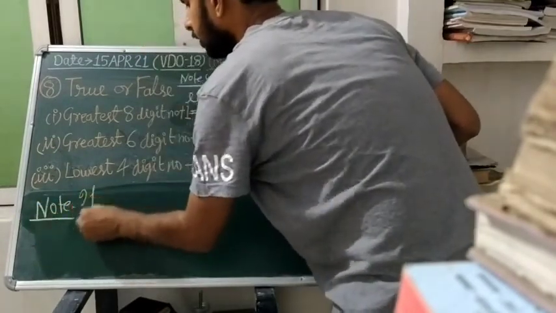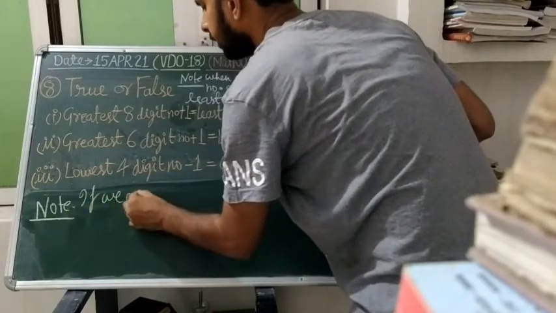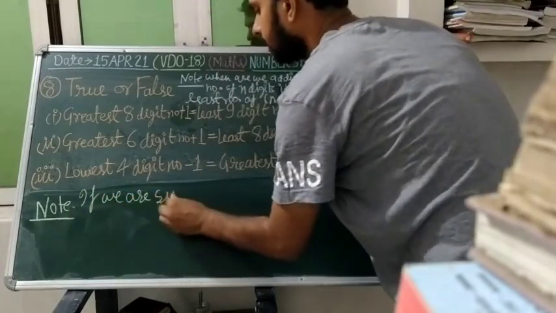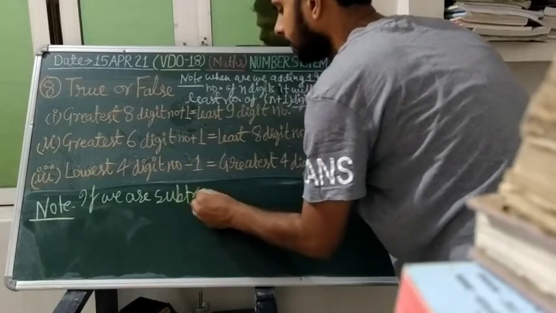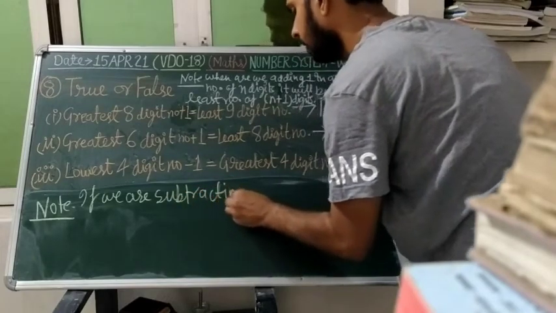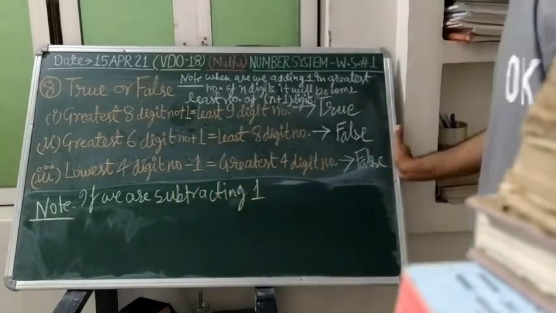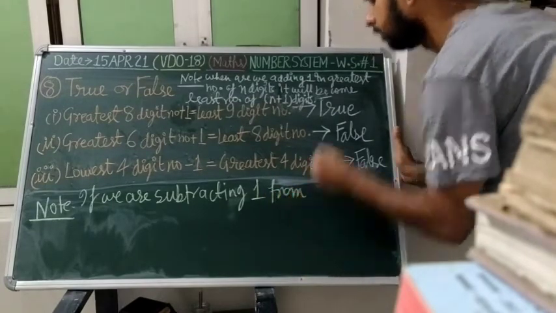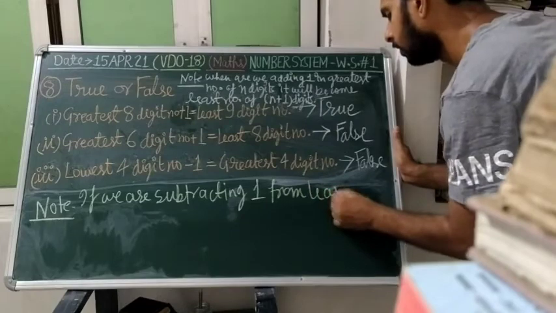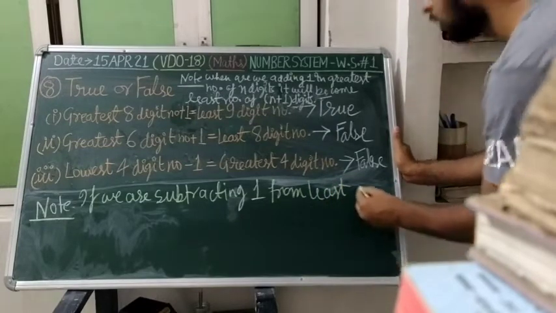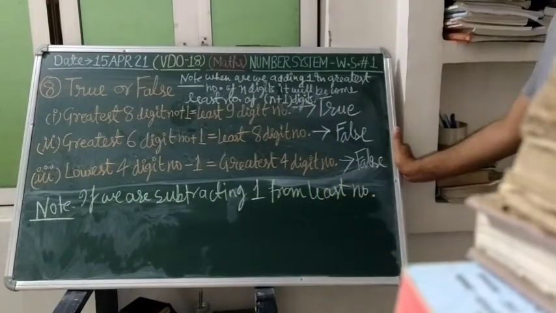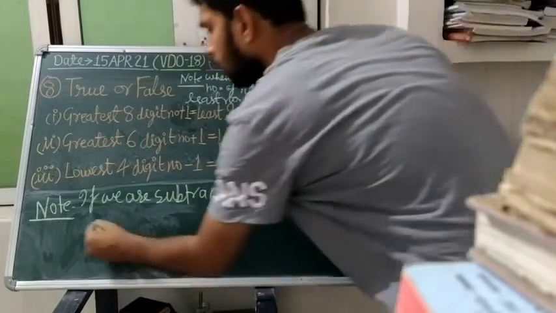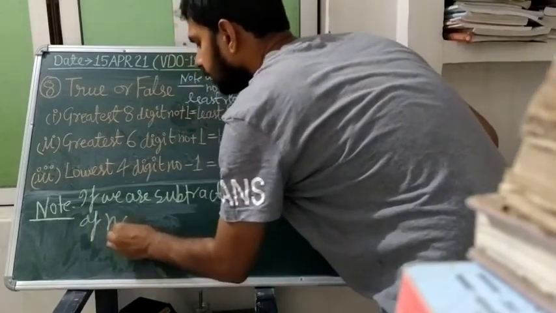If we are subtracting 1, what are we subtracting? Subtracting 1 from the least number. We are subtracting 1 from the least number, say, of n digits.